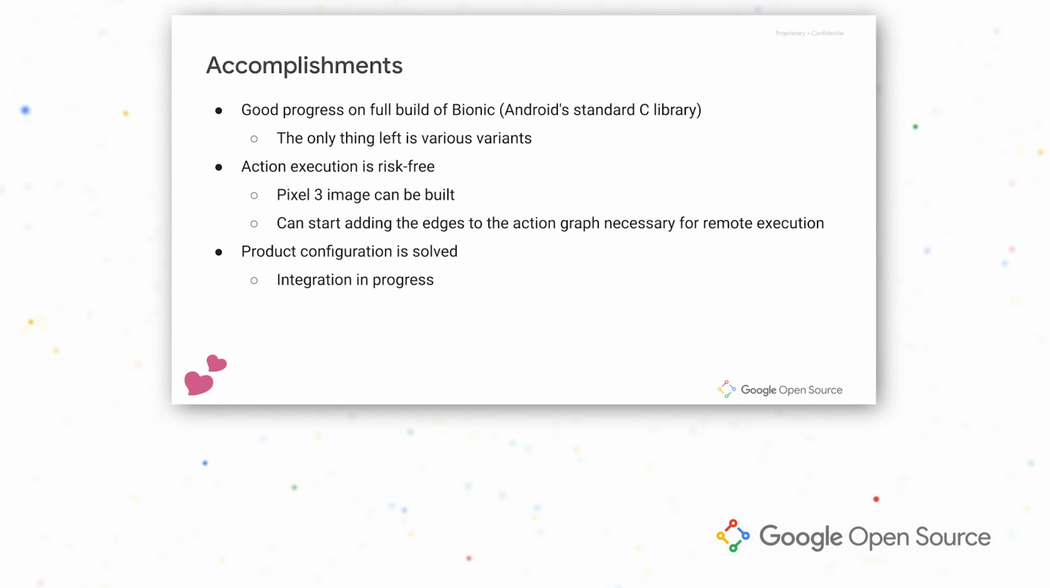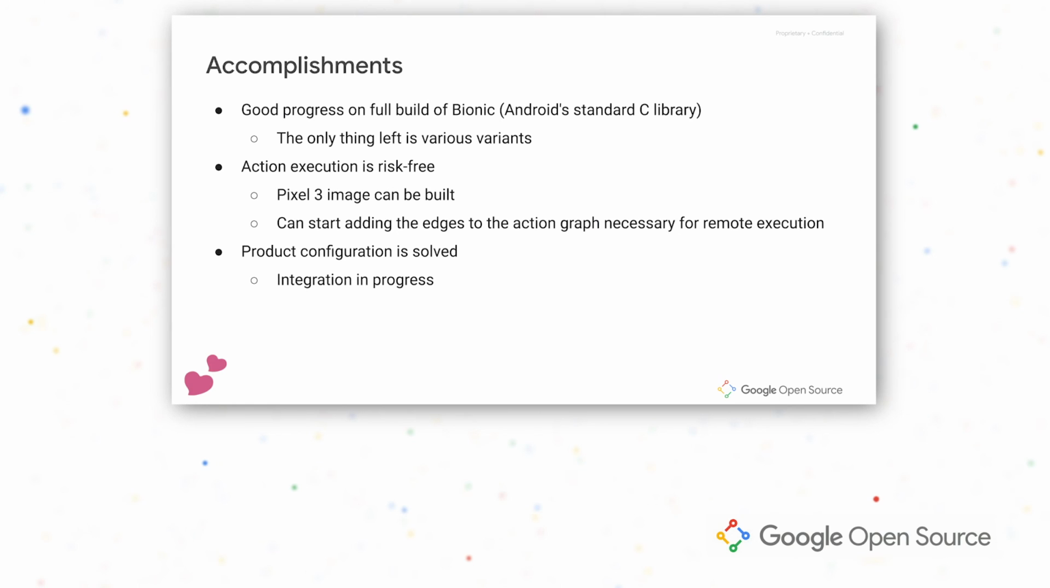On Bionic, there's good progress. We can build Bionic in such a way that is bit by bit the same as the build done without Bazel. What remains, however, is building Bionic in all the various ways in which it's built within the build. For example, it's built with various sanitizers, ASAN, UBSAN, and so on and so forth. It's built so as to provide an interface for various Android API levels, such that it can be linked against by applications requiring those various API levels.